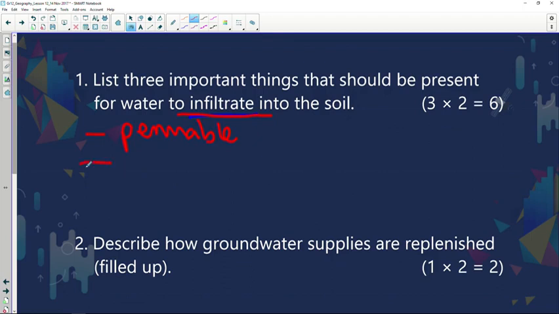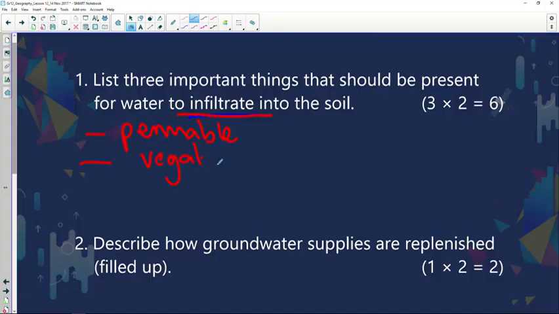Now if we look at another factor, if the area is covered with a lot of vegetation, is it going to promote infiltration or is it going to promote surface runoff? It's definitely going to promote infiltration. So if it's covered with a lot of vegetation, the water will rather infiltrate into the soil. And last but not least is the steepness of the gradient. If it's a flat gradient, the water is rather going to infiltrate. When it's a steep gradient, it's going to promote surface runoff.